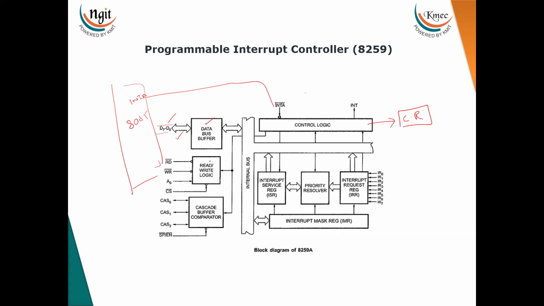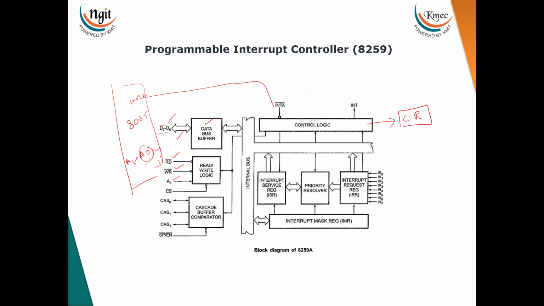Now coming to the read write logic. If you see here, the control signals are the read and write signals. Now the read signal is there, the write signal is there, and the A0 single address bit. Now in the 8085, 16 address bits are there, A0 to A15, total 16 address bits.